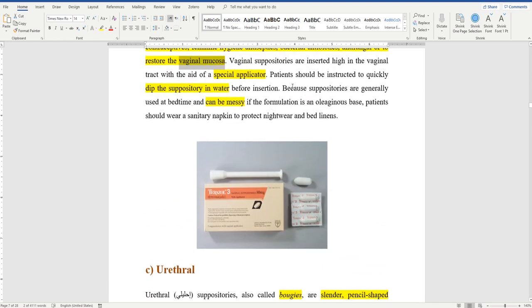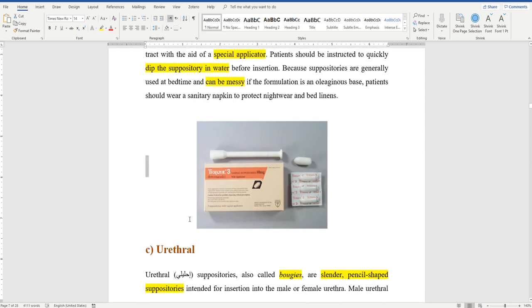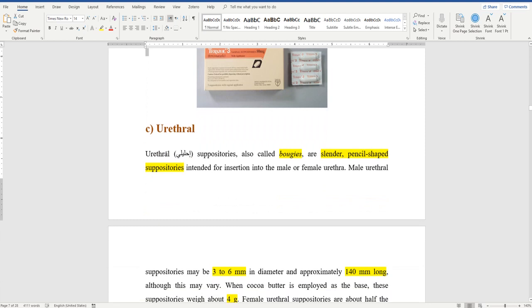طبعا one of the problem with suppositories, especially if they are having oleaginous base like cacao butter, انه they can be messy. يعني they can leak and they can affect, for example, if someone in bed, it can affect the bed linens, and that's why the woman is advised to use it at night before they sleep, and they should wear a sanitary napkin to protect their nightwear and bed linen. طيب, the third route for administering the drug, which is rarely used, اللي هي urethral.